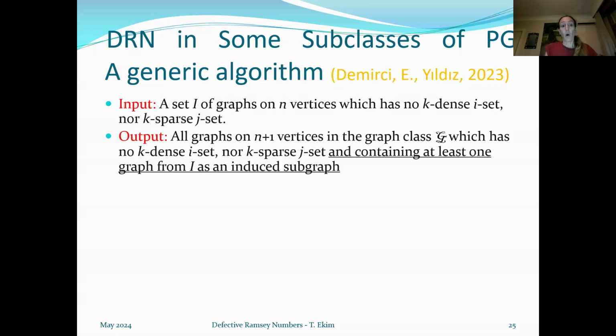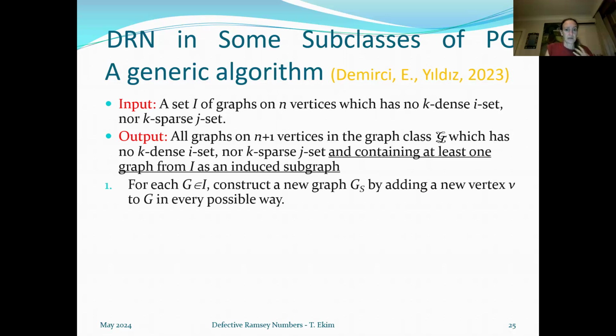And the output will be all graphs on one more vertices, again belonging to the desired graph class G, which has, again, no forbidden k-defective set, and containing at least one graph from the input set as an induced subgraph. So we start with a small set of graphs having the desired properties, so candidates for being extremals, but smaller, and we enlarge them, and we only keep those which are still candidates for being extremal.